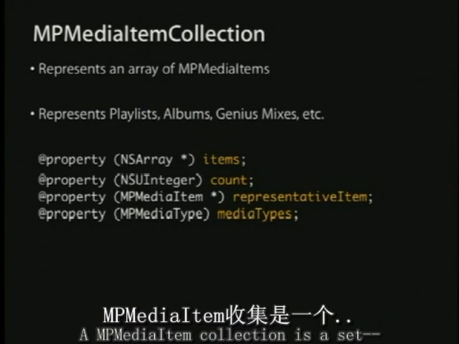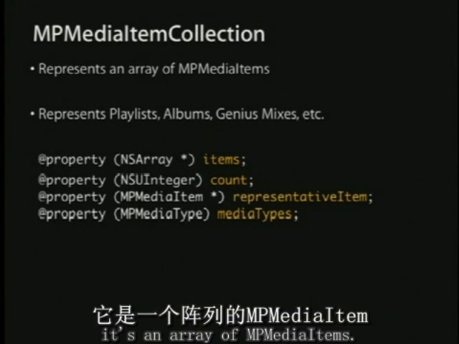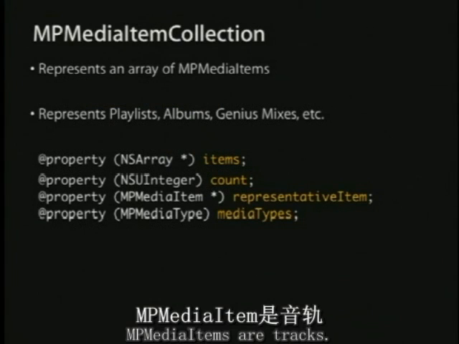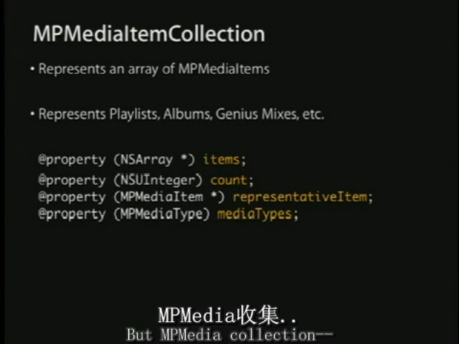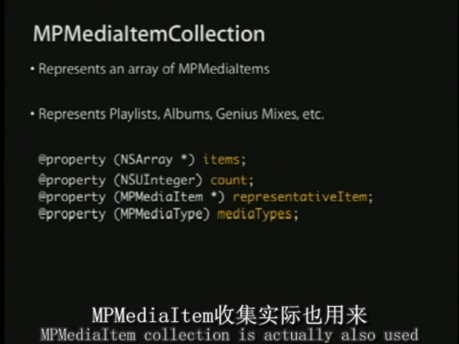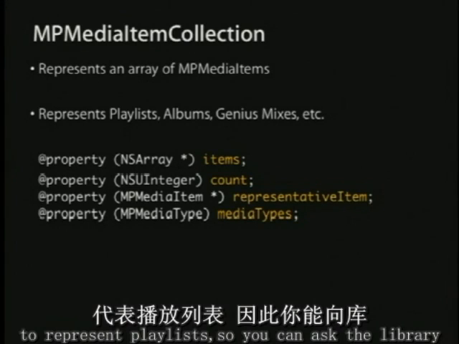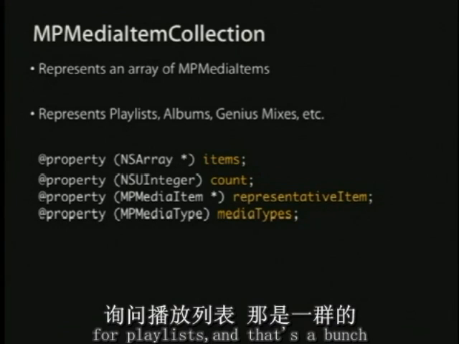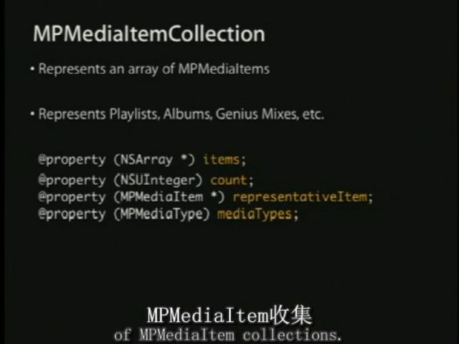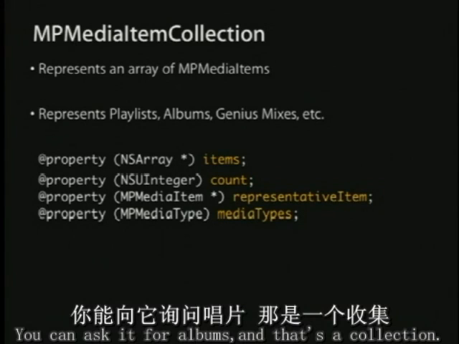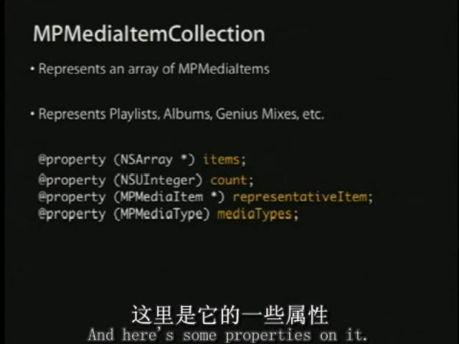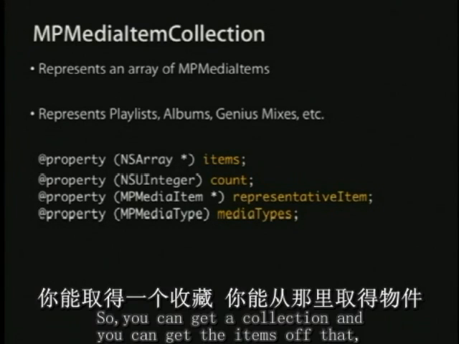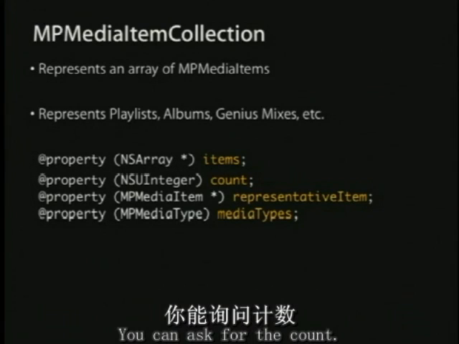MP media item collection is an array of MP media items. MP media items are tracks; we'll look at that in a second. But MP media item collection is also used to represent playlists. So you can ask the library for playlists, and that's a bunch of MP media item collections. You can ask it for albums, and that's a collection. Here are some properties on it. You can get a collection, get the items off of that, and it'll return you an array. You can ask for the count.